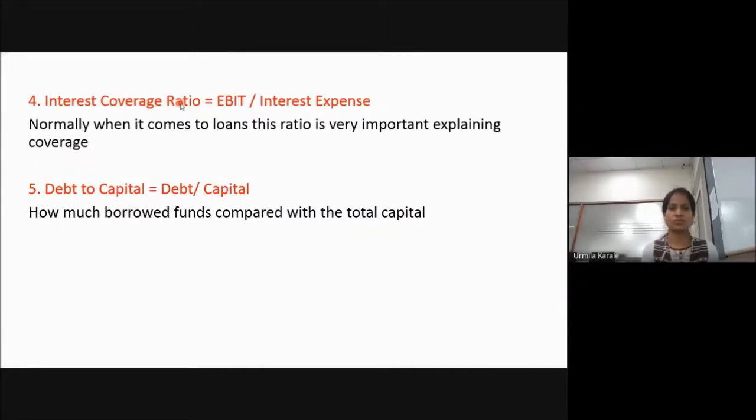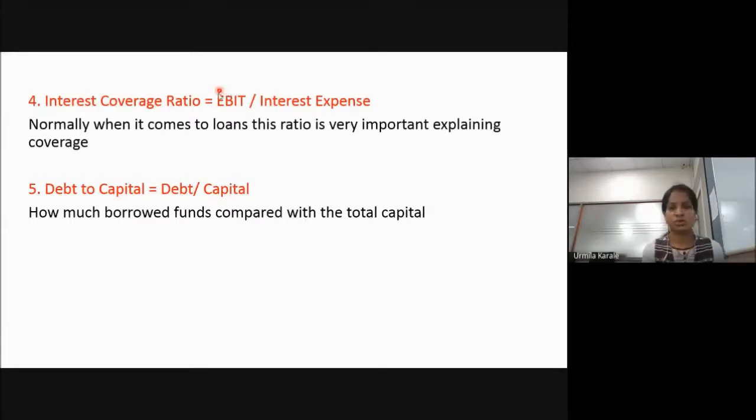Interest coverage ratio. When we say coverage, coverage means when there is more safety, right? So we are talking about EBIT, earnings before interest and tax, of a particular firm divided by the interest charges that the firm is supposed to pay. Whenever you are taking any loan, suppose for project financing, the bank is going to check this ratio. Why? Because the bank compares how much earnings you are going to get against the interest expense, how many times more your earnings are.